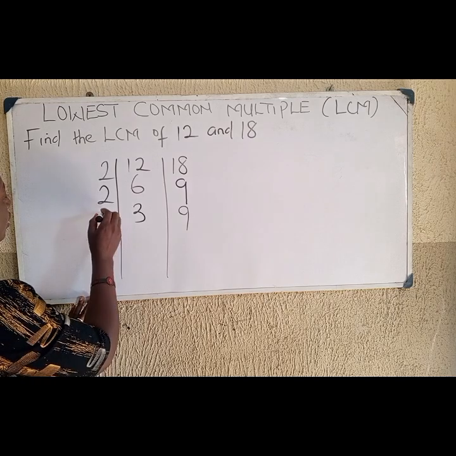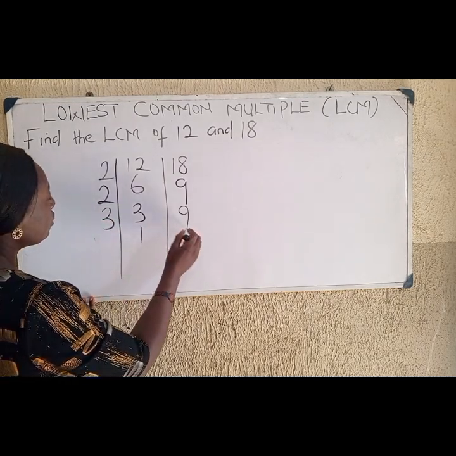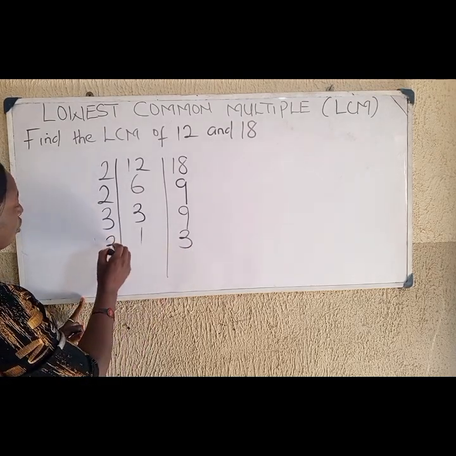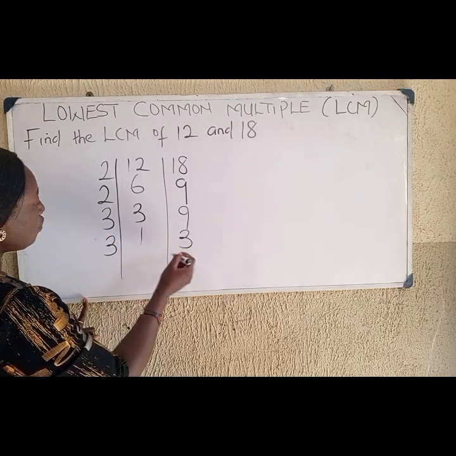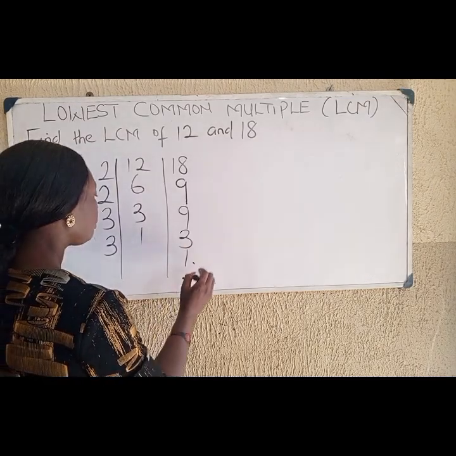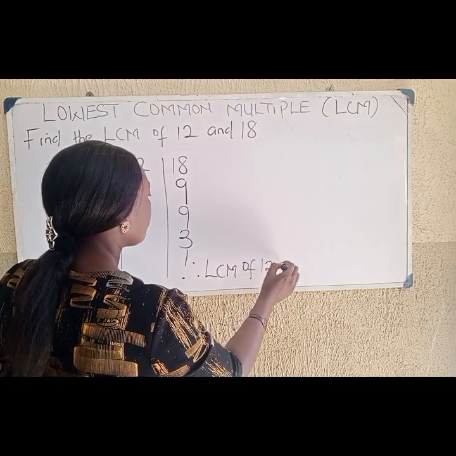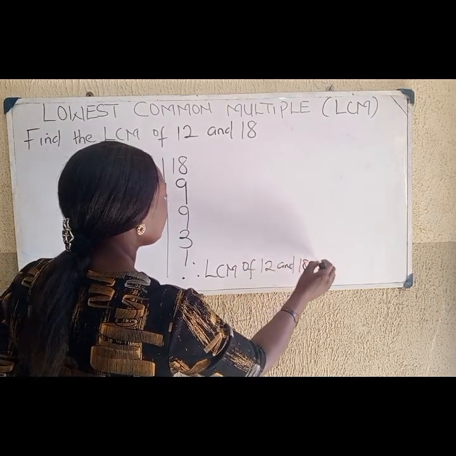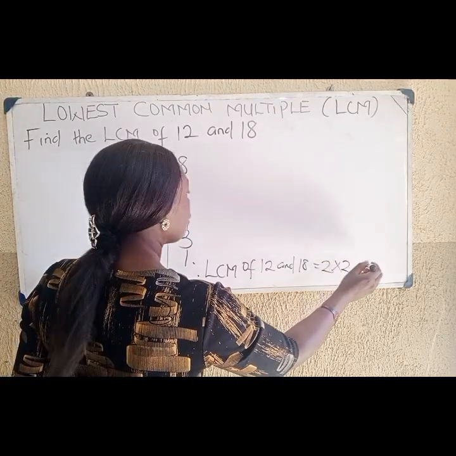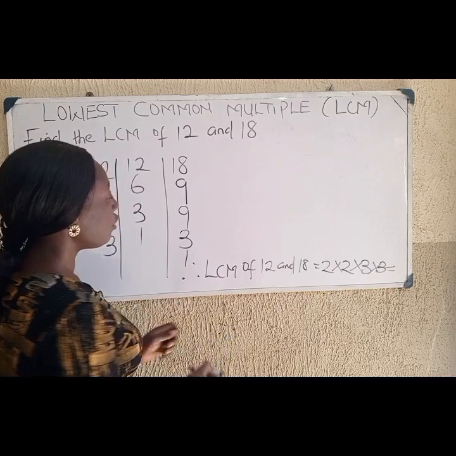Then I'll use 3 now. 3 into 3 is 1. 3 into 9 is what? 3. Since I still have 3 here, I'll use 3 again. This is already 1, and 3 into 3 is what? 1. So LCM of 12 and 18 is equal to 2 times 2 times 3 times 3, which will give us what?